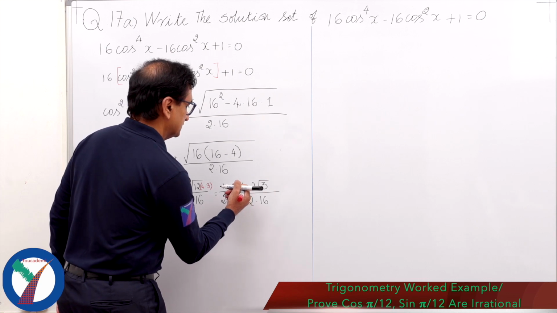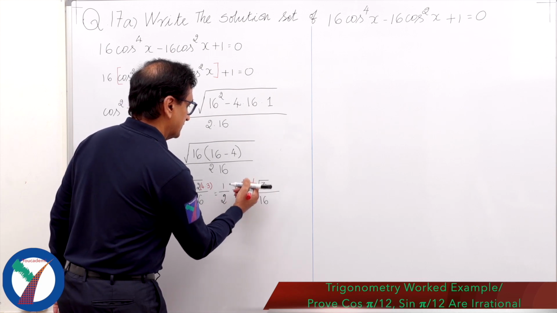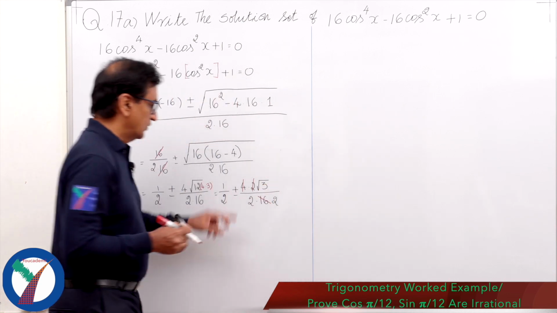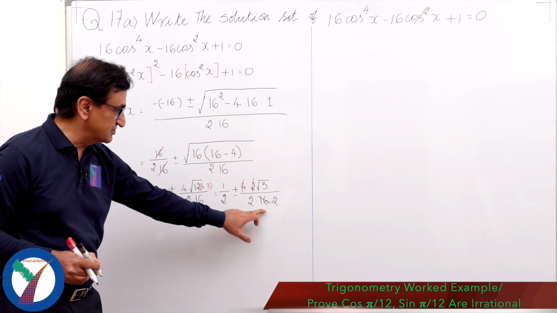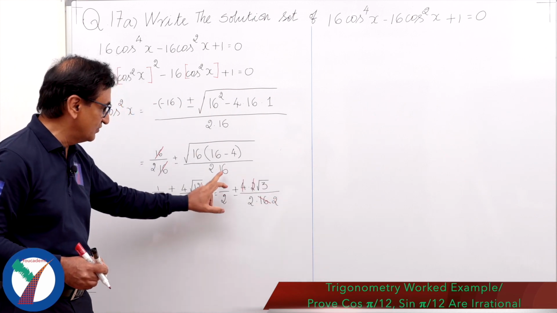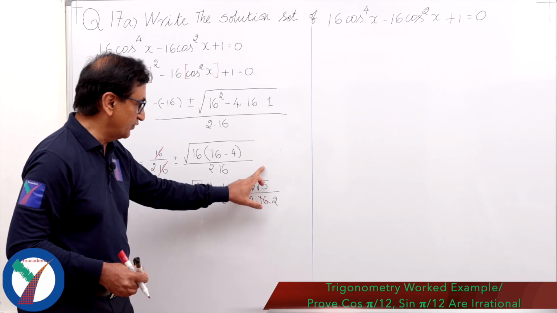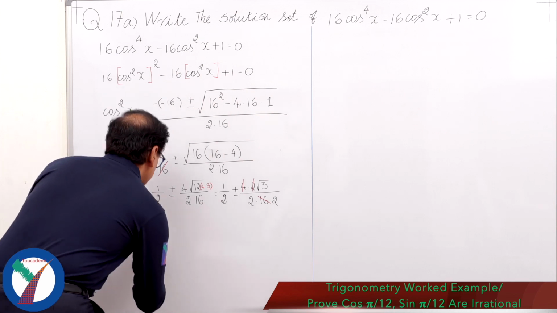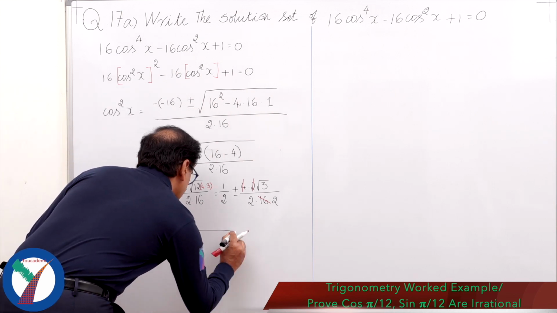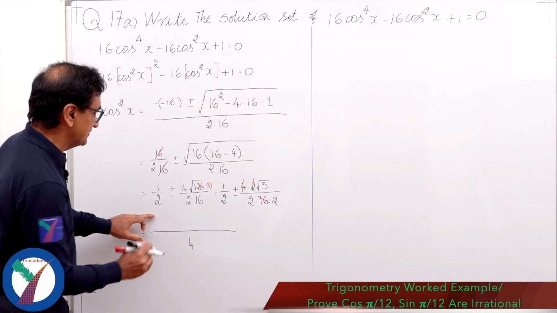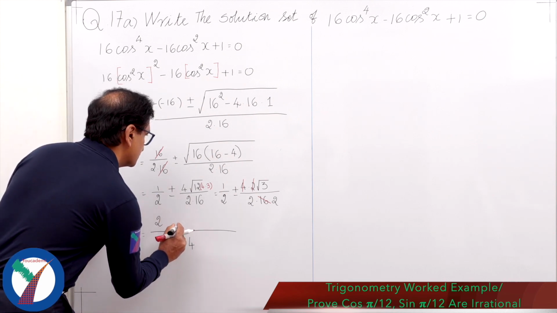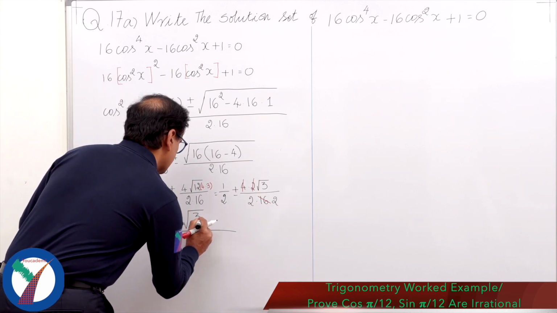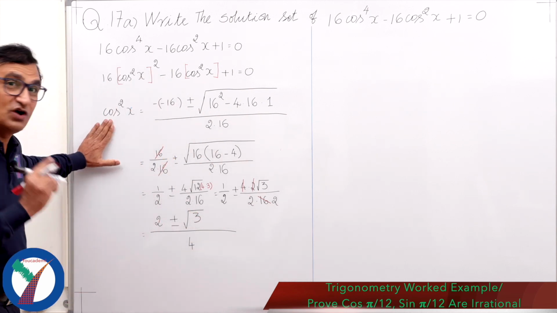Now, four multiplied by 2, 8. 8 by 16, you will get 1 by 2. So you will have 1/2 plus or minus square root of 3 divided by 4. Then let's take 4 as common denominator, so you will have 2 plus or minus square root of 3 divided by 4. So this is our cos square x.